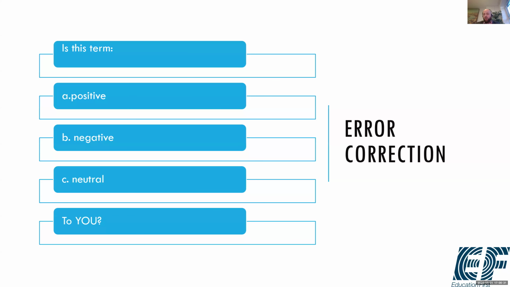So first up, a quiz. Yes, you all thought you'd escaped quizzes by going to this webinar, but that is not the case. So error correction. Do you think this term is A, positive, B, negative, or C, neutral? Could everyone please in the Zoom chat type A, B, or C? What are your thoughts? We got some A's, we got some C's, we got some A's.